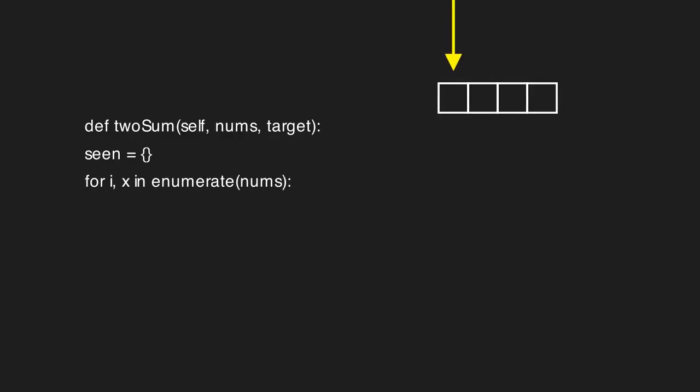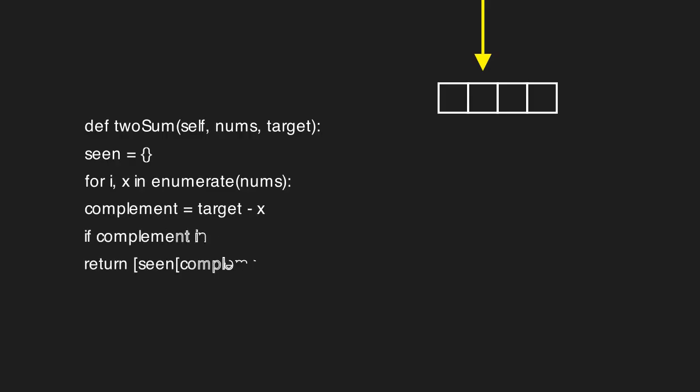The production Python sketch mirrors the walkthrough directly. We initialize an empty dictionary named scene, then enumerate nums so every iteration provides both index i and value x. Complement is target minus x. The condition checks whether complement is already a dictionary key. On a hit, scene at complement supplies the earlier index, and i supplies the current index.